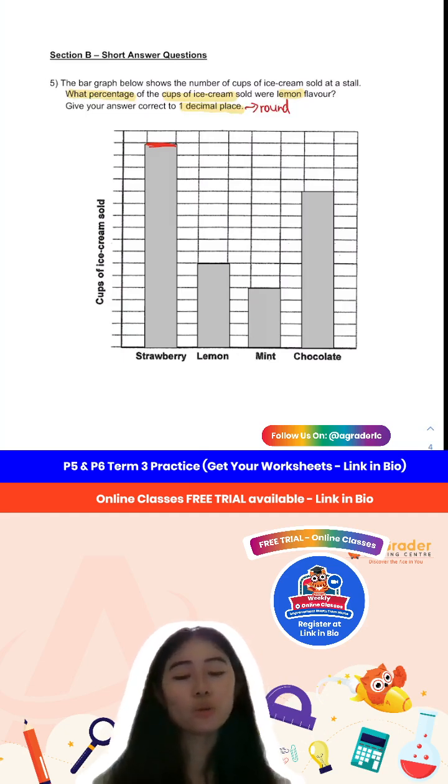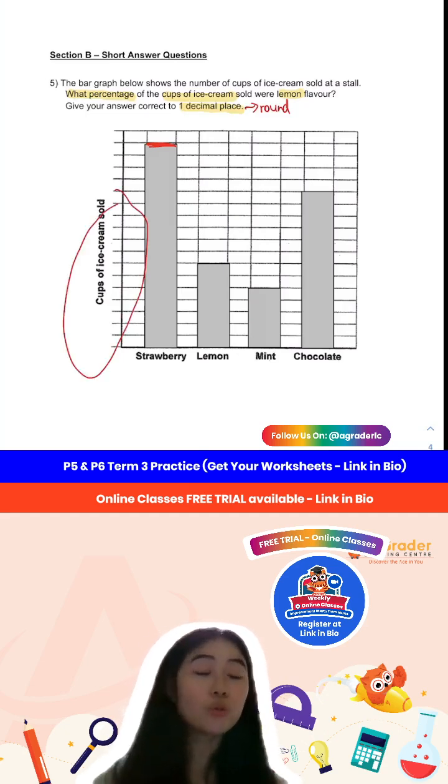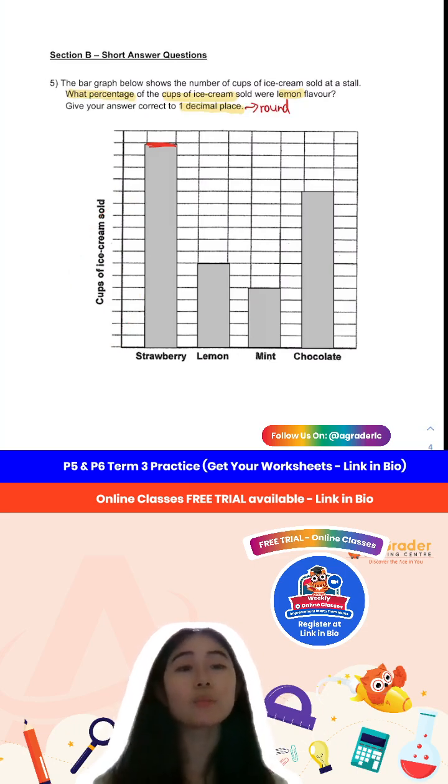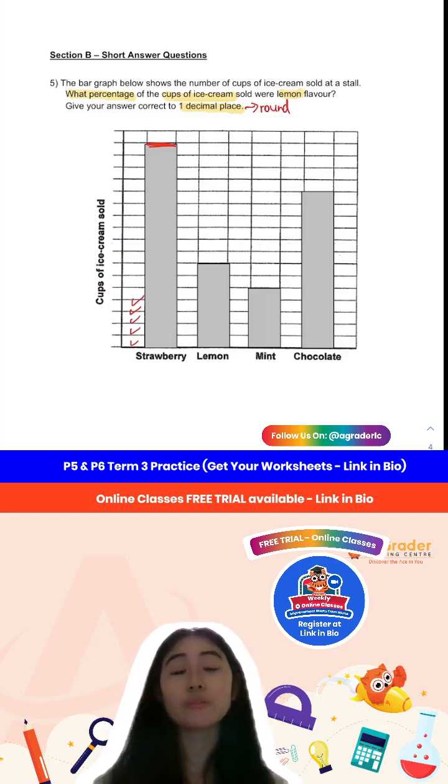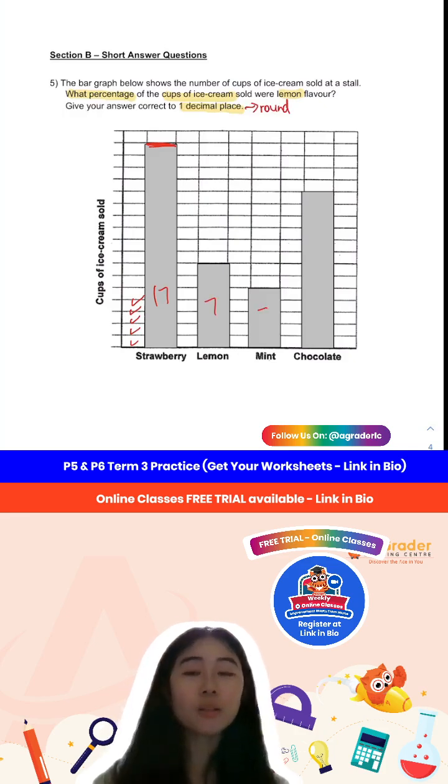So for this, although there are no values, you can just count the number of gaps. So you just count it one by one, like 1, 2, 3, 4, 5, like that. For strawberry, you should have 17 gaps. For lemon, it should be 7. Mint is 5, and then chocolate is 13. Just count the number of gaps.